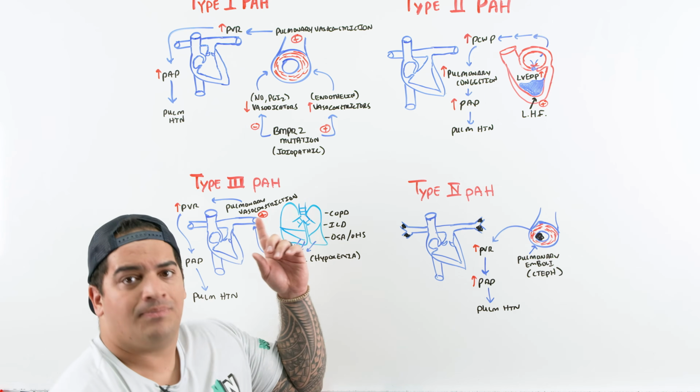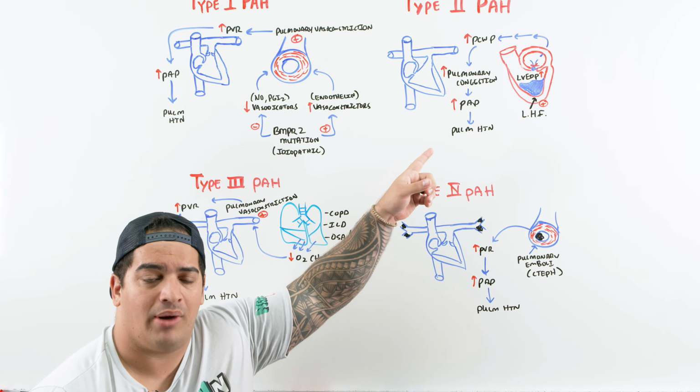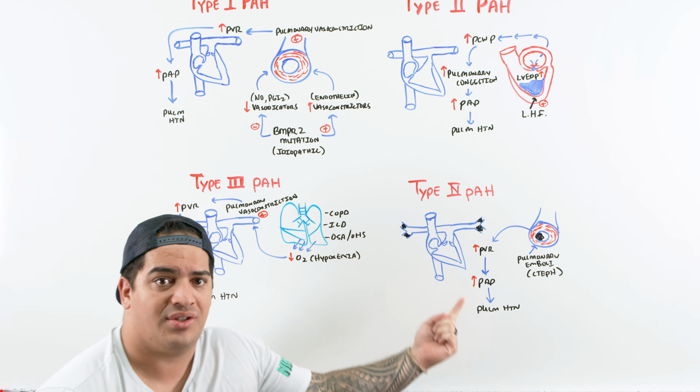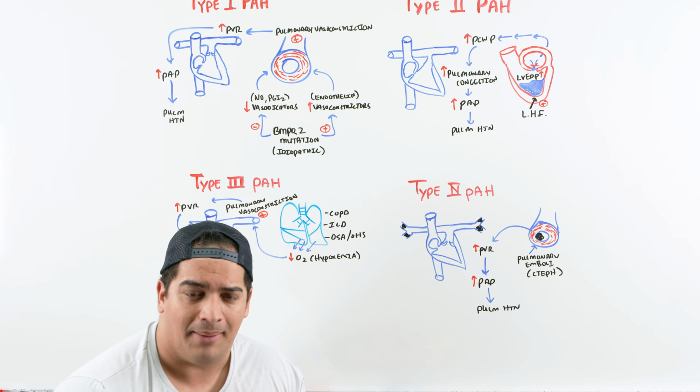So again, type 1, imbalance. Type 2, left heart pressures. Type 3, hypoxic vasoconstriction. Type 4, chronic pulmonary emboli.